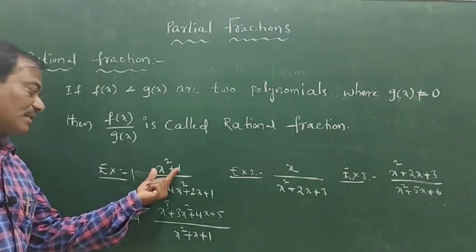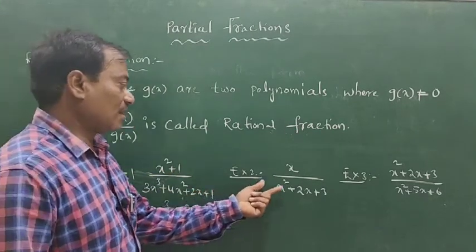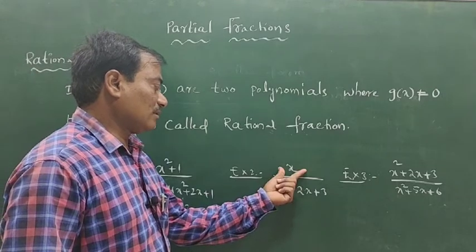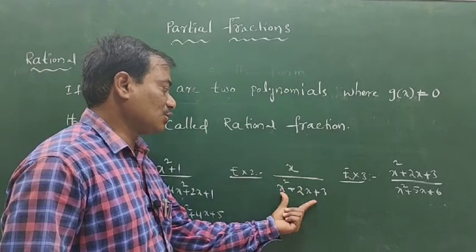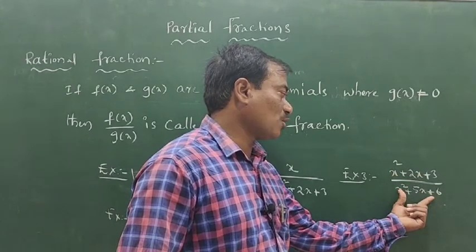Now we check it. In this example, this numerator is f of x and this is g of x. And in this example, this is f of x and this is g of x.